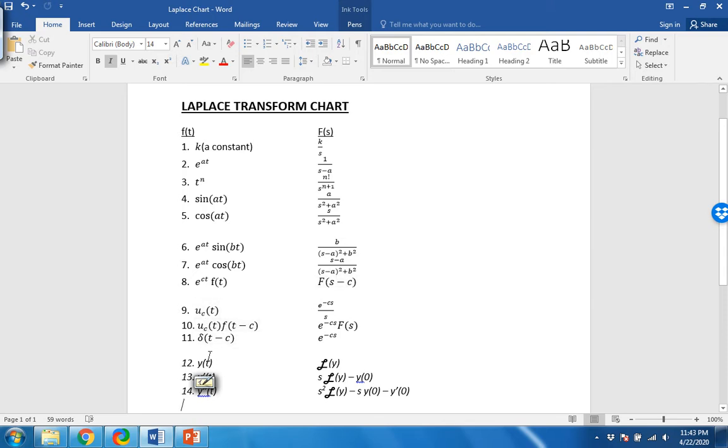These 9, 10, 11, unless you know some more stuff than you should at this point, you don't really even know what u_c and what's called a delta function is. So those are things to come. Those are physics things. So we'll get to those as well.